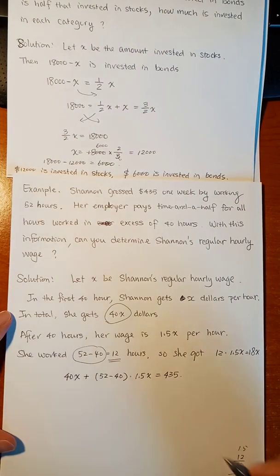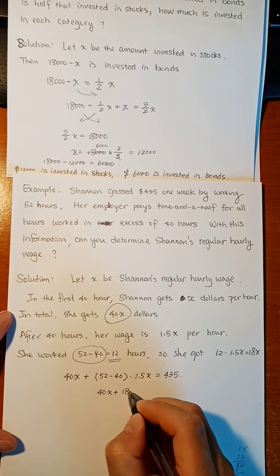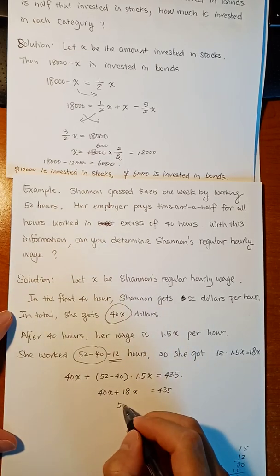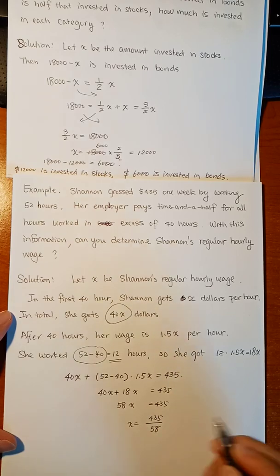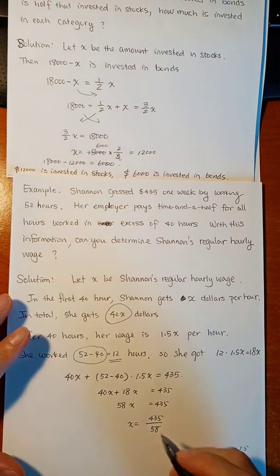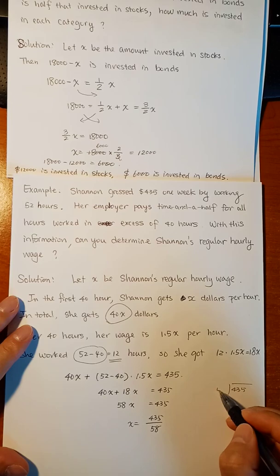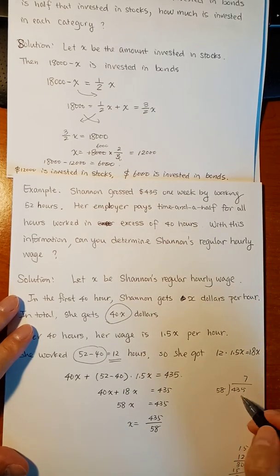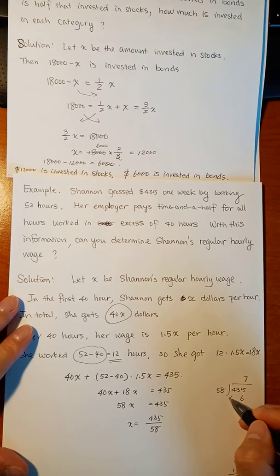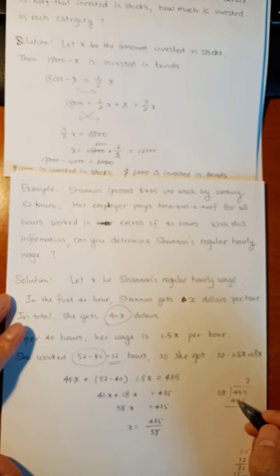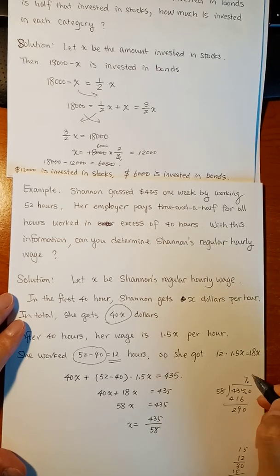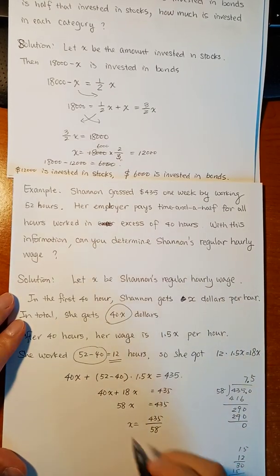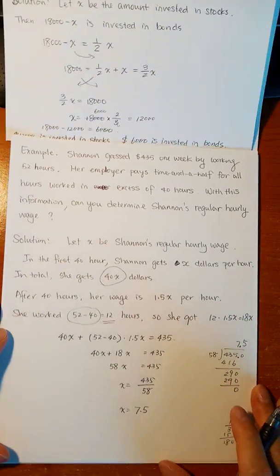Okay, so after that, let's try to solve it. This is 40x, and 12 times 1.5 is 18, so 40x plus 18x is 435, it's 58x is 435, so x is 435 over 58. You just compute it. 7 times 8, 56, 5, 41, 35 plus 5 is 41, so it's a 9, 2, 0, so point 5, 50, 20, okay, exactly, so x is 7.5, $7.50 per hour.